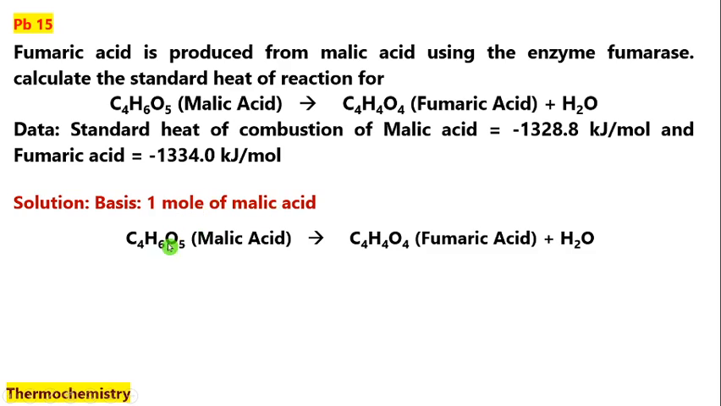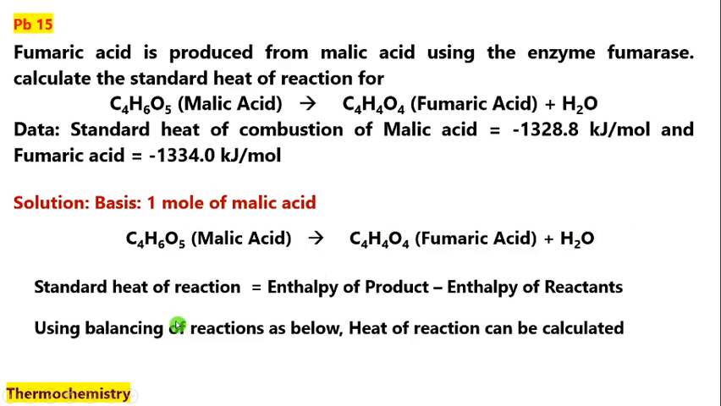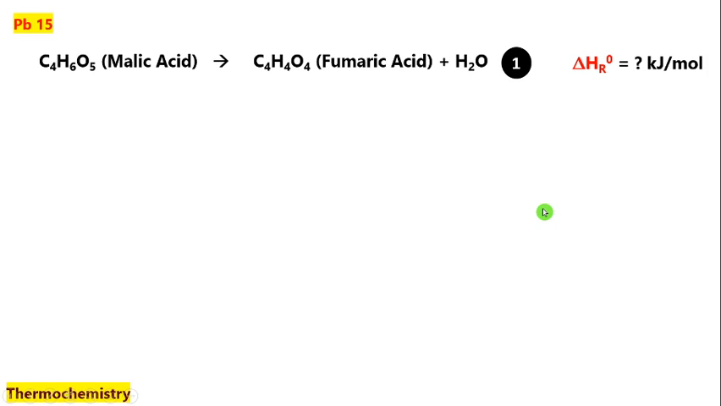So we'll take 1 mole of malic acid undergoing the reaction. Then by definition, standard heat of reaction is enthalpy of all the products minus enthalpy of all reactants. But the enthalpy of each individually is not available to us. Instead, heats of reactions are given to us. Let us strategize a method to calculate this particular heat of reaction.